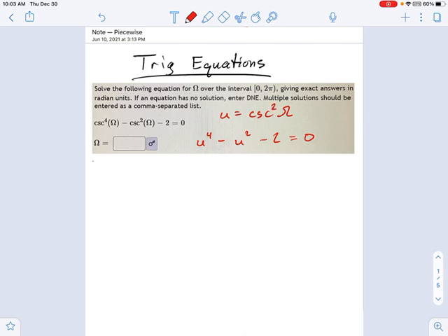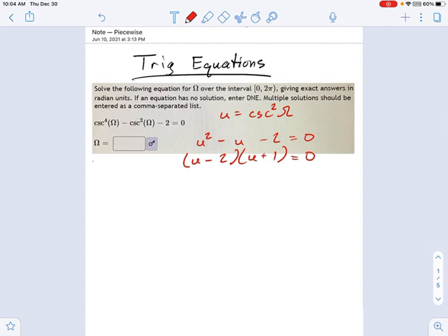What if my U-substitution was cosecant squared? Well, the middle term is just going to be U, right? U is cosecant squared, whereas cosecant to the fourth is going to be U squared. So now my equation is U squared minus U minus 2 equals 0. And that looks quite nice. We can factor this easily. This becomes U minus 2 times U plus 1 equals 0.